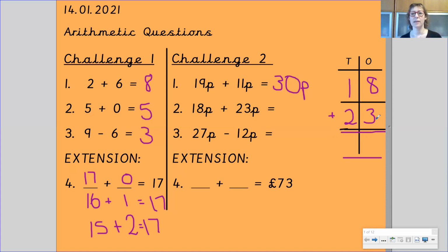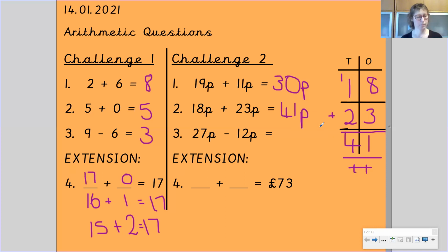So 8 add 3, 8 in my head, 9, 10, 11. I'm going to put that at the bottom. So I can see that my 1 goes in that column and that 1 goes in that column. That's easy because they're both 1s. Now I'm going to add up this column. 2, 3, 4. So 18p add 23p is 41p.